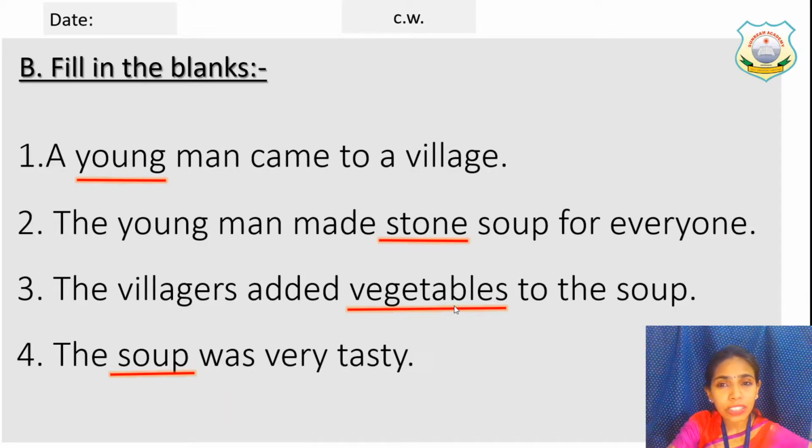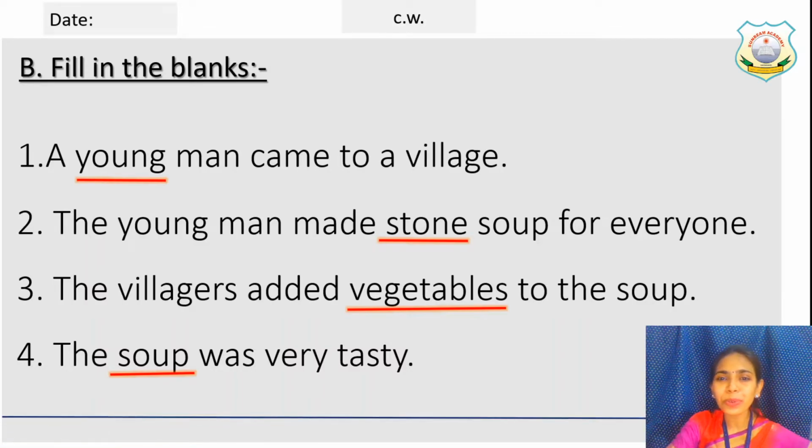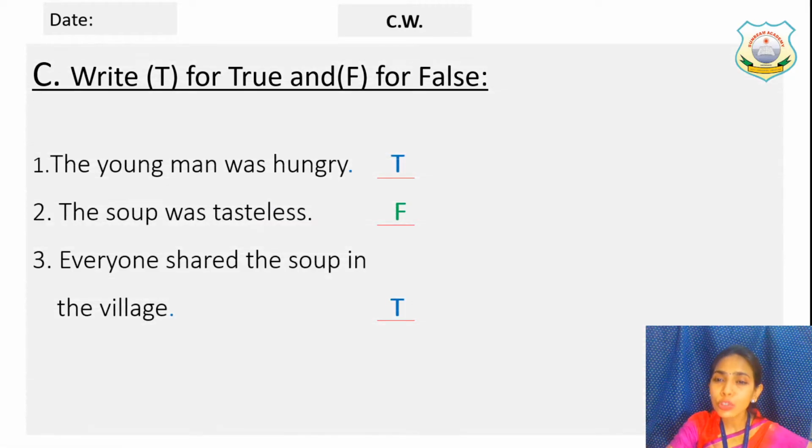And the spelling of vegetables is V-E-G-E, veggie, T-A-B-L-E-S, tables, right? Vegetables. Number 4, the dash was very tasty. So what was very tasty? The food was tasty? No, the food wasn't prepared there. So what was tasty? Soup was tasty. And what was the spelling of soup? S-O-U-P, soup, right?